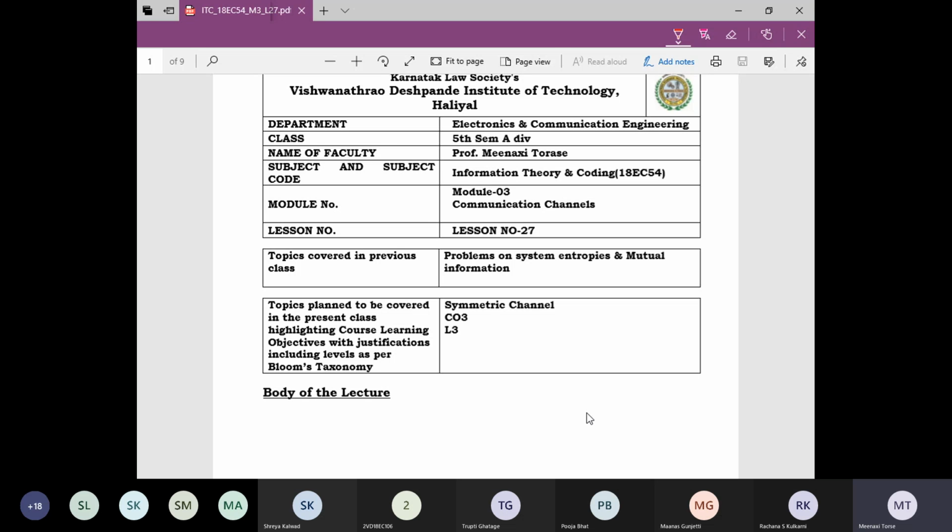In the numericals discussed in yesterday's class we computed system entropies like H(X), H(Y), H(X/Y), H(Y/X) and joint entropy H(X,Y), as well as mutual information I(X,Y). So in today's class we'll be discussing symmetric channel or uniform channel.